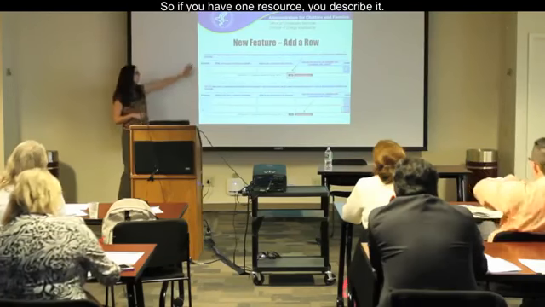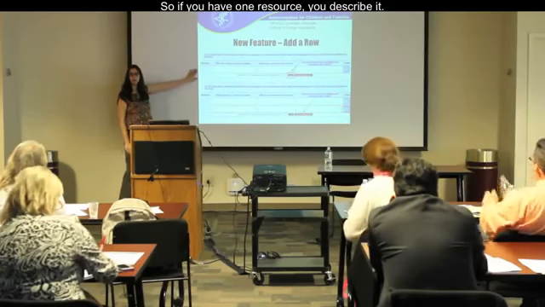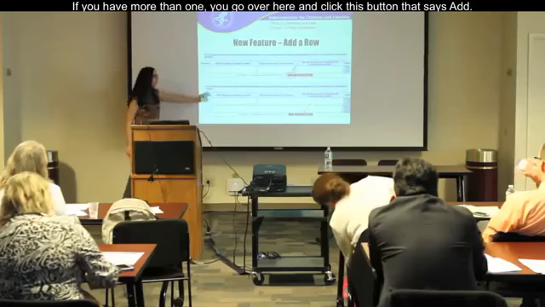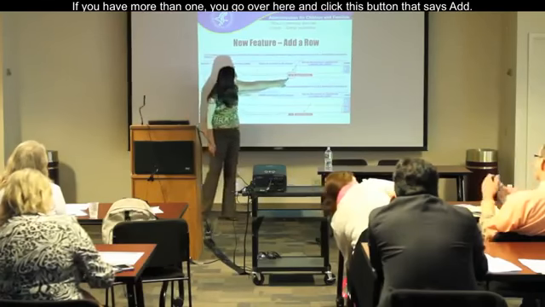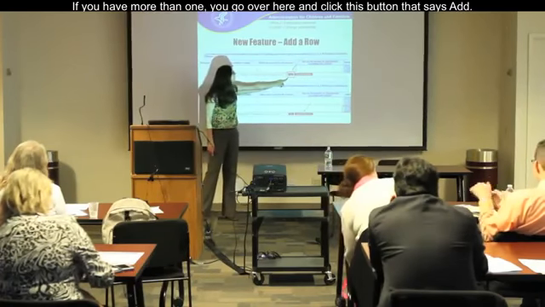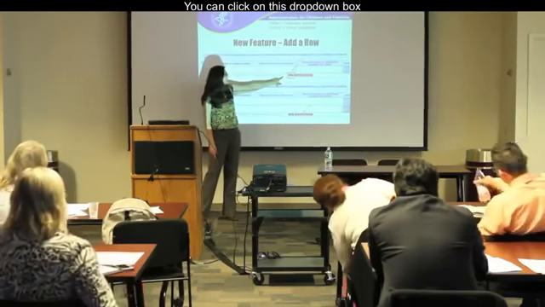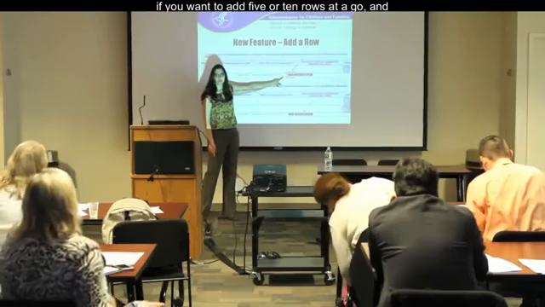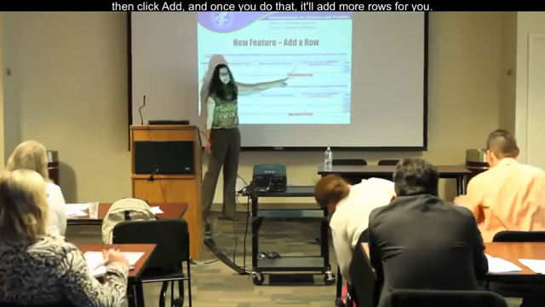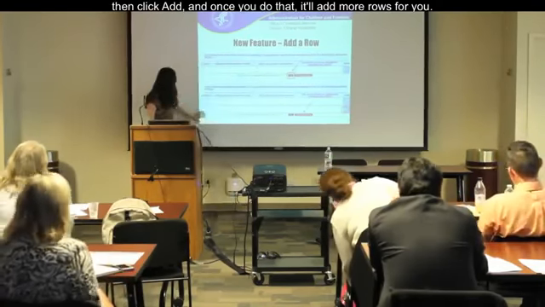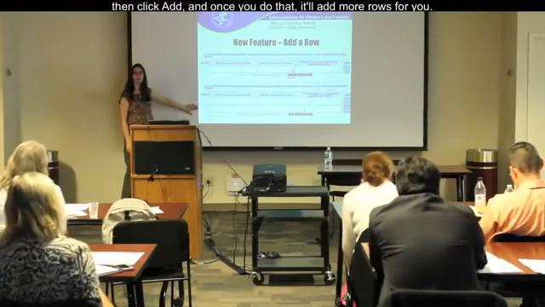So if you have one resource, you describe it, and if you have more than one, you go over here and click this button that says add. You can click on this drop-down box if you want to add 5 or 10 rows at a go, and then click add. And once you do that, it'll add more rows for you.